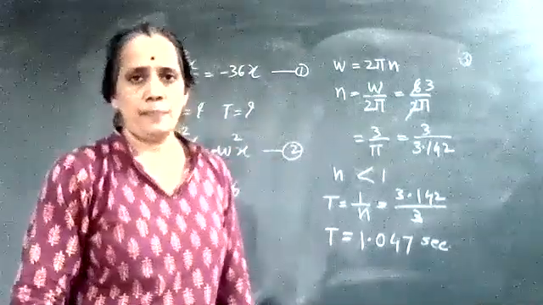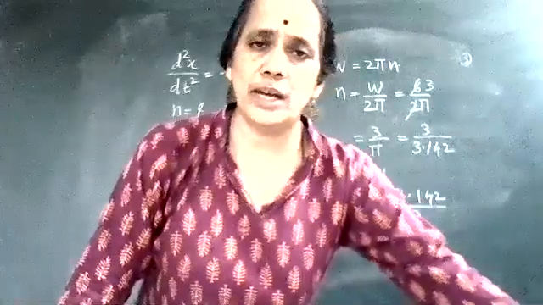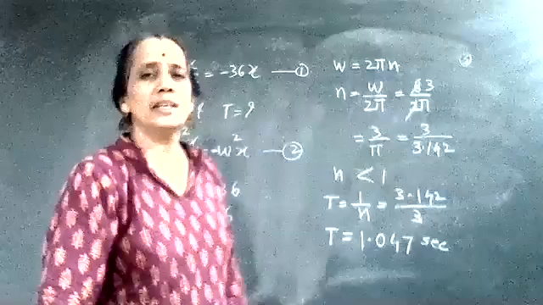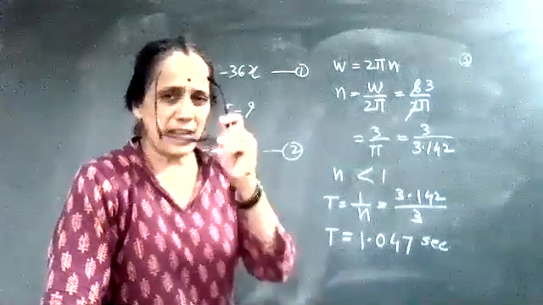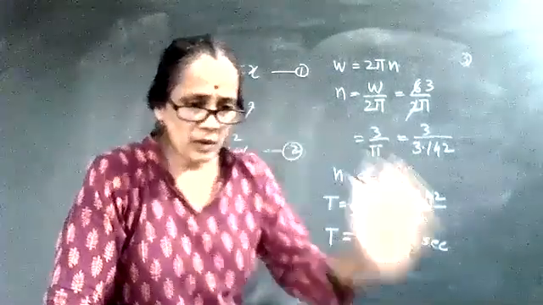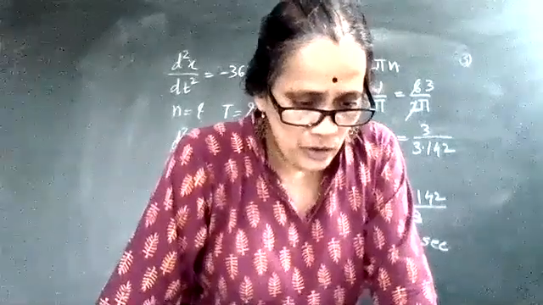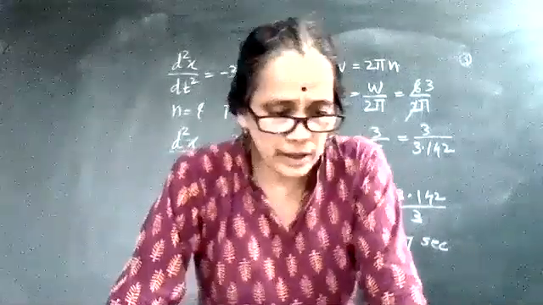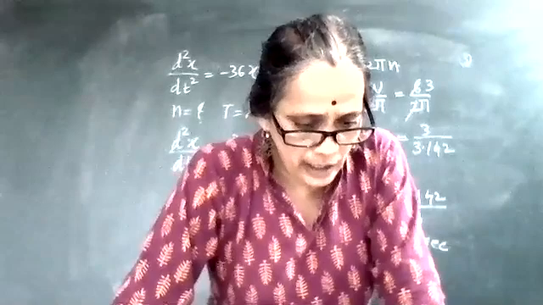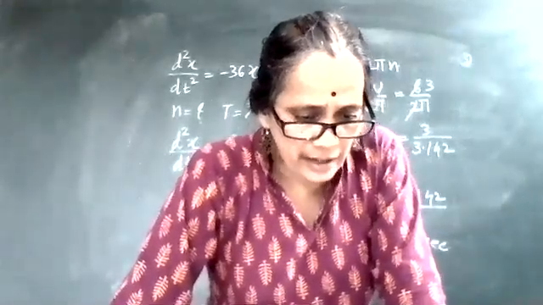So your answer comes, your period T is nothing but 1.047 seconds. And your frequency value is less than 1, means it will come somewhere in the 0.9 range. Got it? So this is about your problem number 9. Okay, now problem number 10.